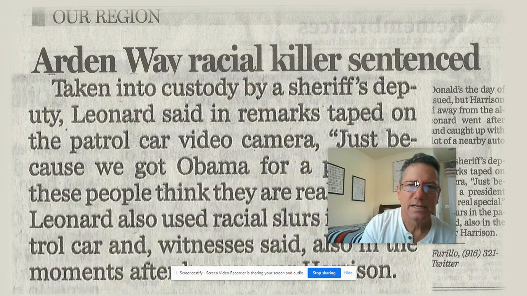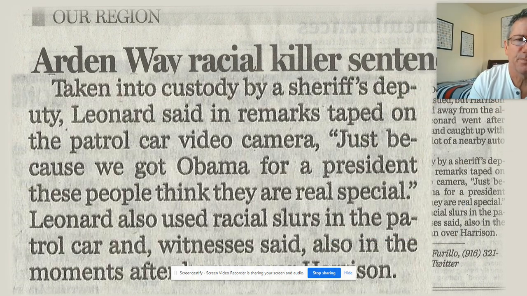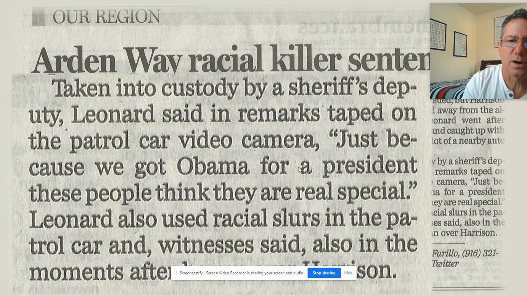In essence, he says, by a sheriff's deputy, that Leonard said in remarks taped on the patrol car video camera, just because we got Obama for president, these people think they're real special. Leonard also used racial slurs in the patrol car, and as witnesses said, also in the moments after his arrest.